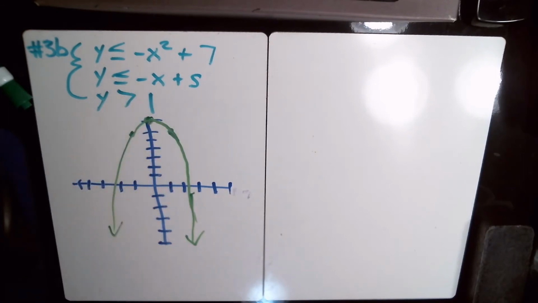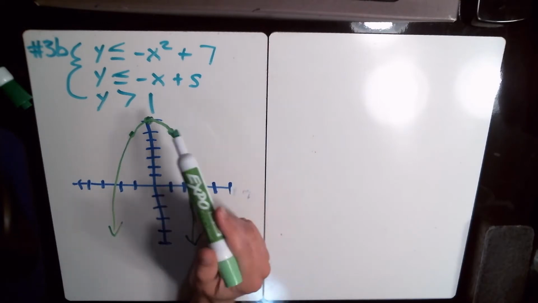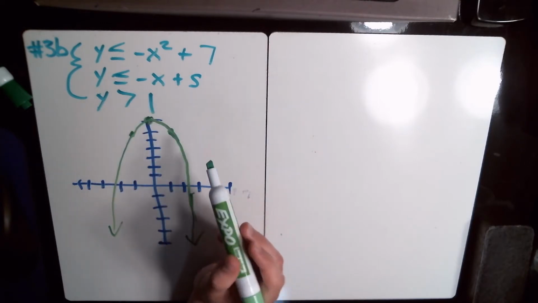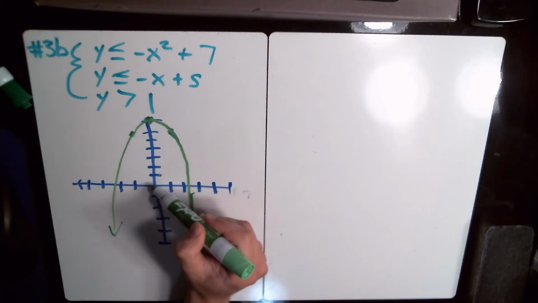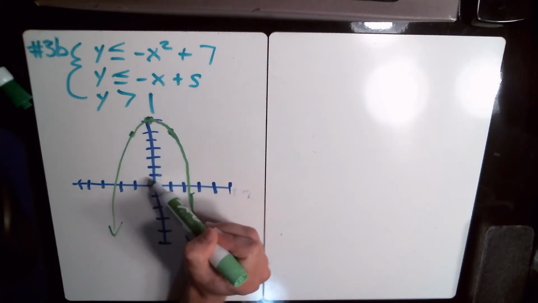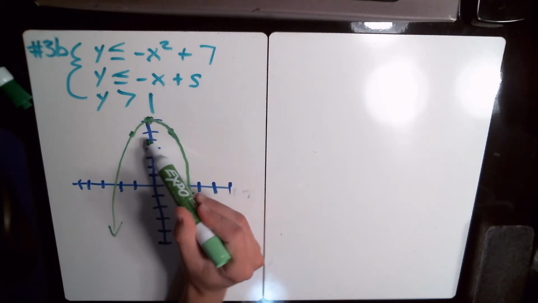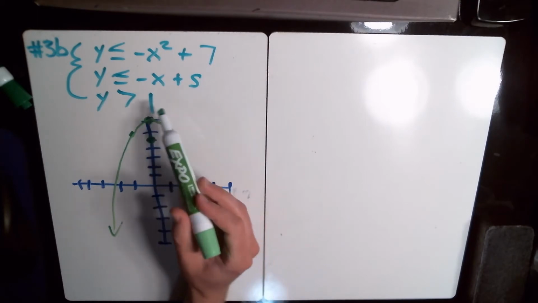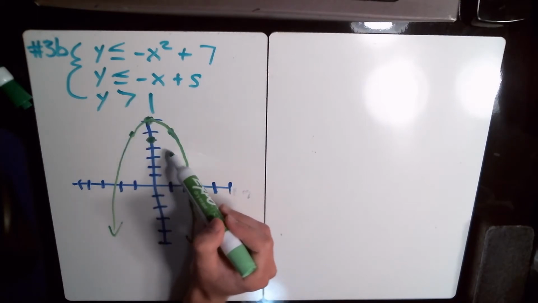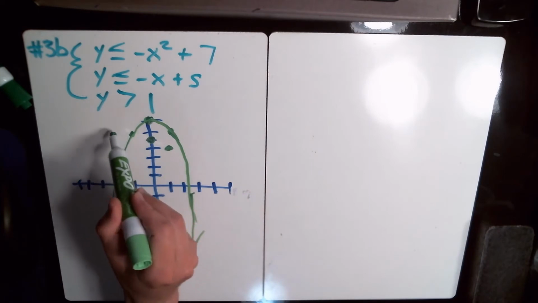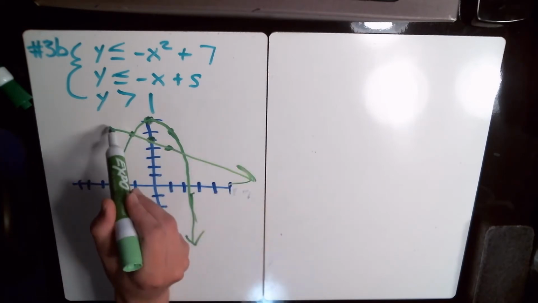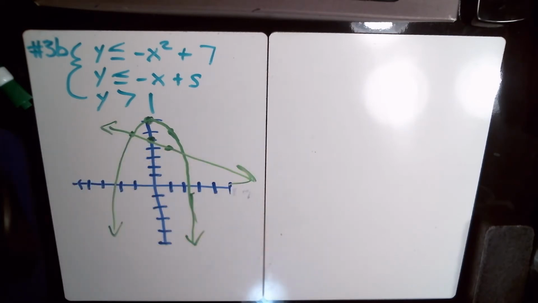Then y is less than or equal to negative x plus 5. What's the graph of that, the boundary, going to look like? Well, we're going to have a y-intercept of 5, so 1, 2, 3, 4, 5. And then slope of negative 1, so over 1, down 1. So something like that. Okay.